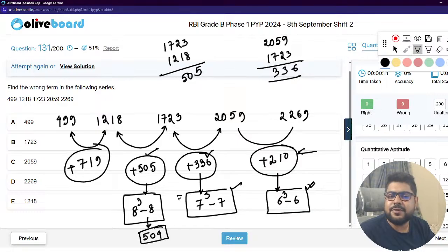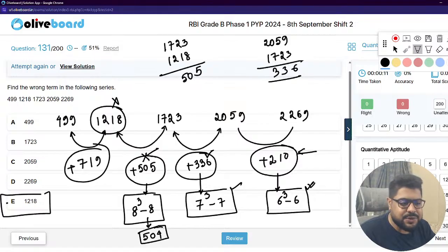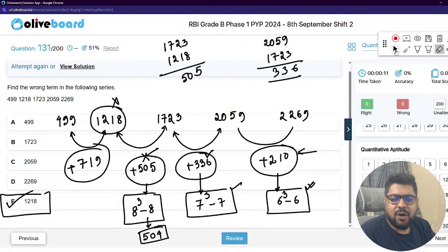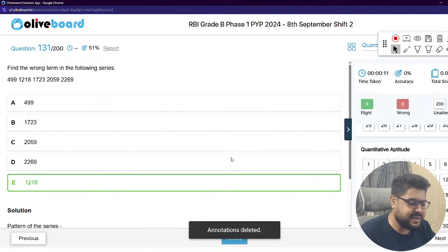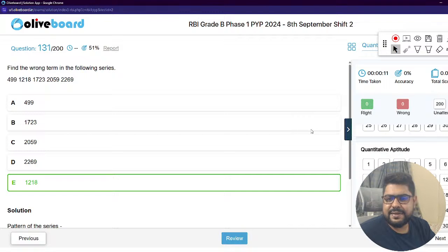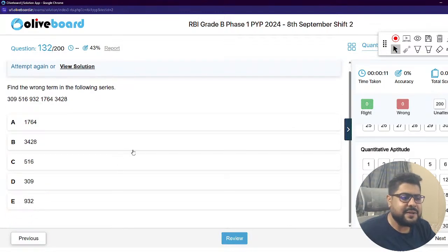512 minus 8, sir, so this is wrong. This is wrong means this is wrong, sir. 1218, option E is the answer. Option E is the answer, sir. Option E is your answer, sir. Clear? Clear, sir? Yes. Chalo, chalo, chalo. Again, sir.